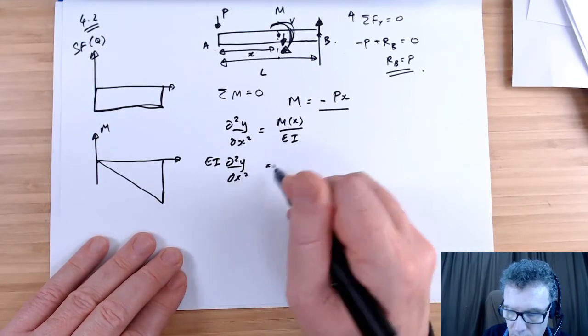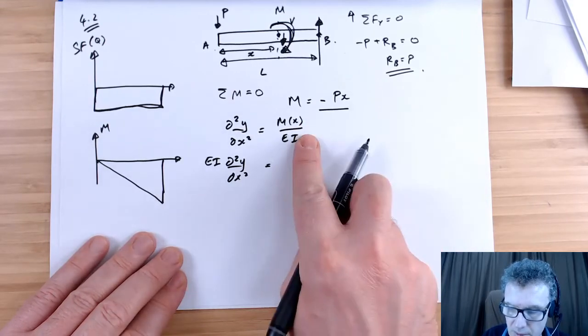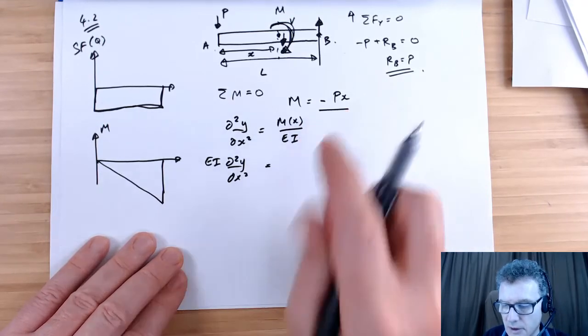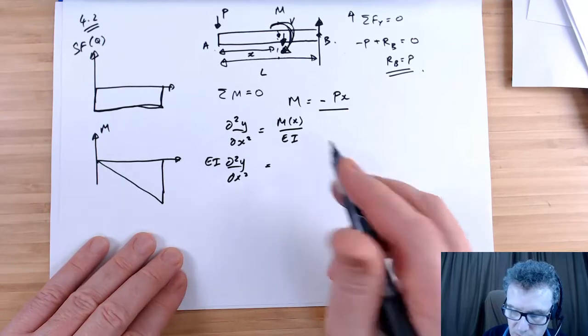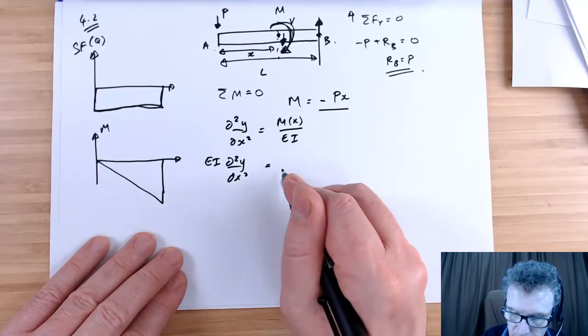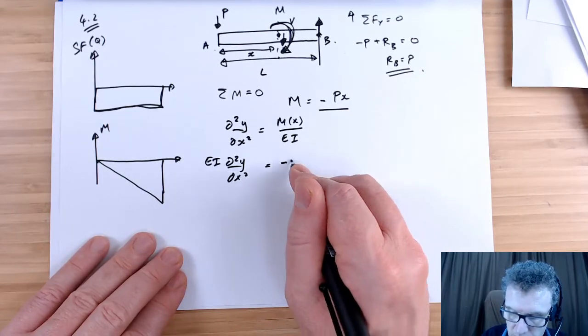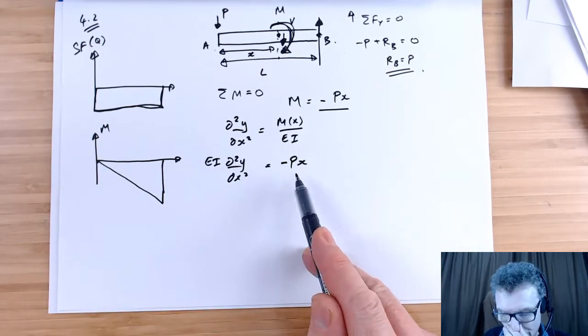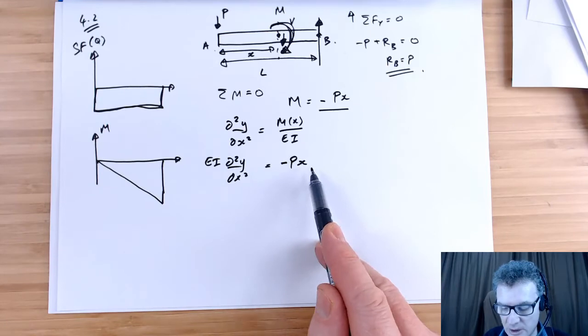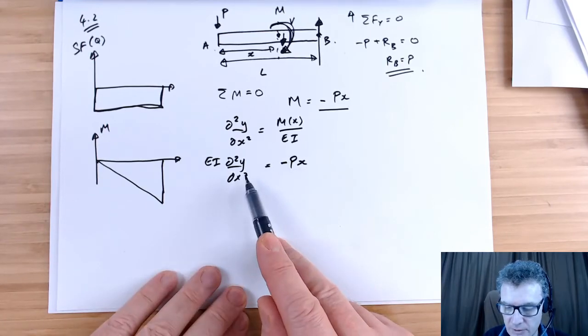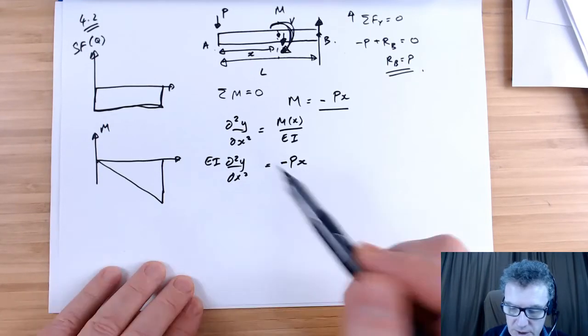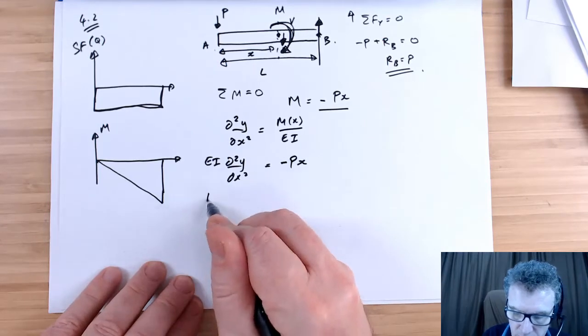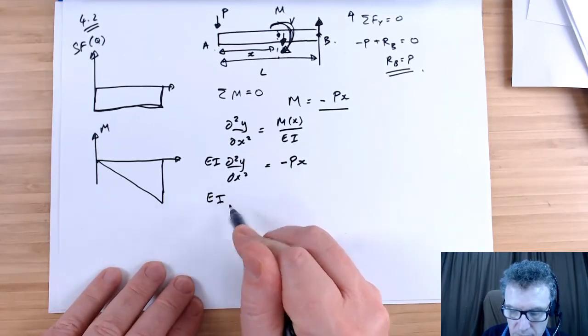And we've now got a nice M thing, which is a function of X, which we're going to integrate. So that will become my minus PX, put that in there. So we've got force times distance. I'm going to integrate the deflection with respect to distance twice. So, well, let's do it once.